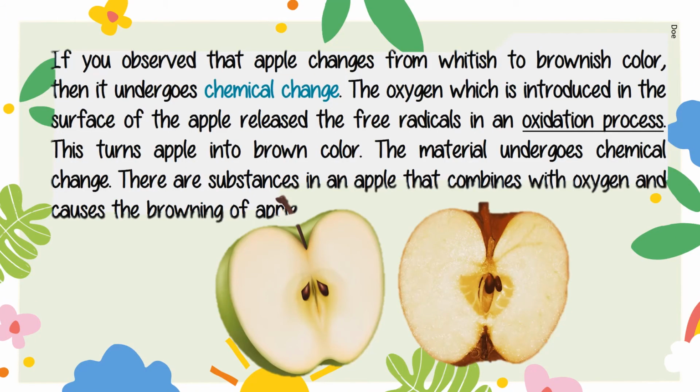If you observe that an apple changes from whitish to brownish color, then it undergoes chemical change. The oxygen which is introduced on the surface of the apple releases free radicals in an oxidation process. This turns the apple brown. The material undergoes chemical change. There are substances in an apple that combine with oxygen and cause the browning of the apple.